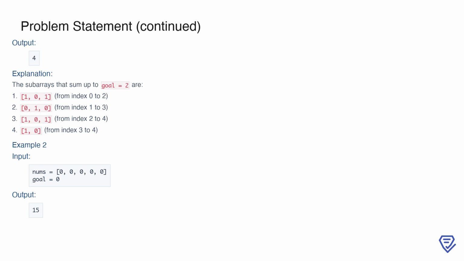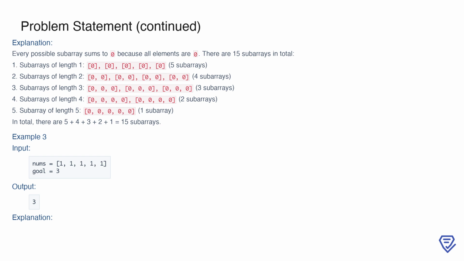Now, let's consider another example, where nums equals 0, 0, 0, 0, 0, and the goal is 0. In this case, we need to count all subarrays that sum to 0. The output for this example is 15. This is because every possible subarray in nums sums to 0, as all elements are 0.